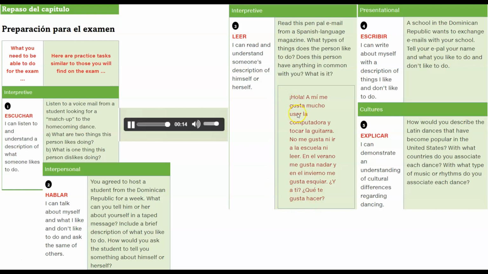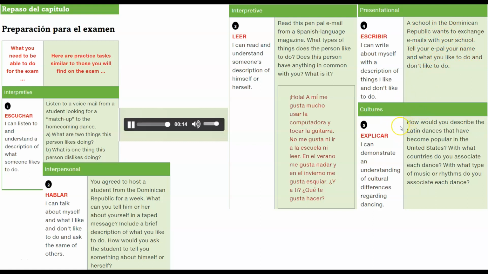So, hello, I like using the computer and playing the guitar a lot. I don't like going to school or reading. In the summer, I like to swim, and in the winter, I like to ski. And you? What do you like to do? So you can write about yourself. That's going to be one of the things you do. Your name and what you like to do and what you don't like to do.